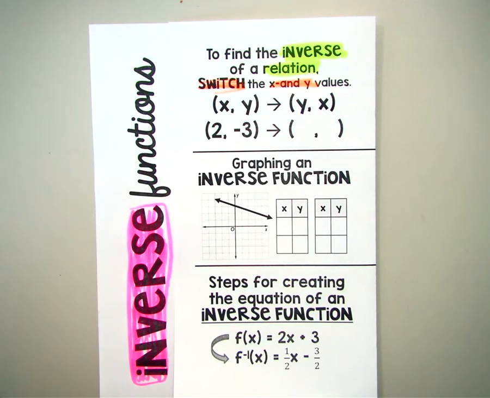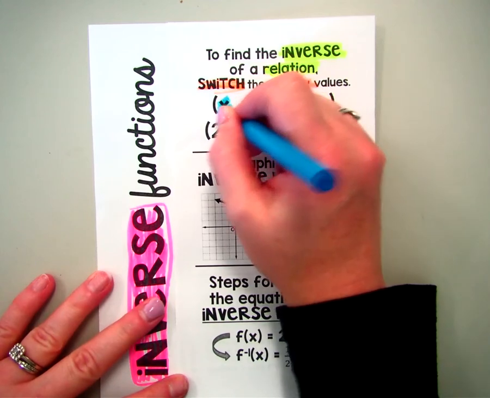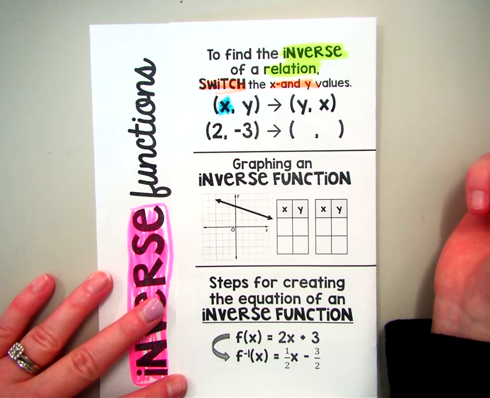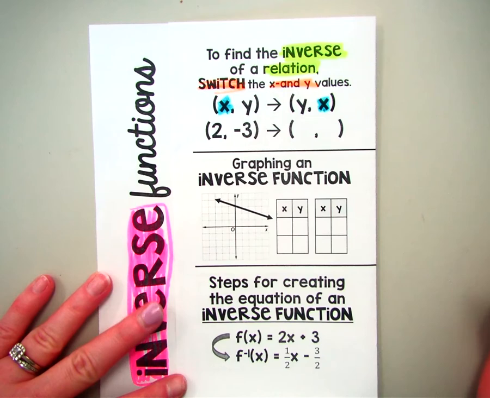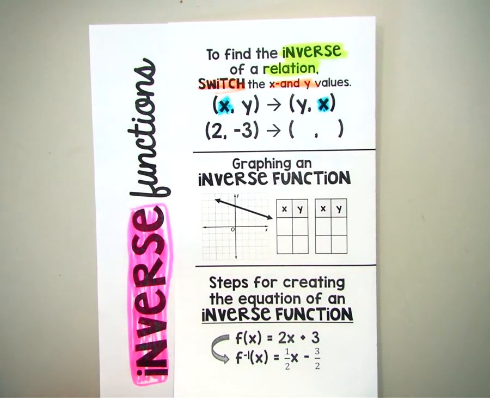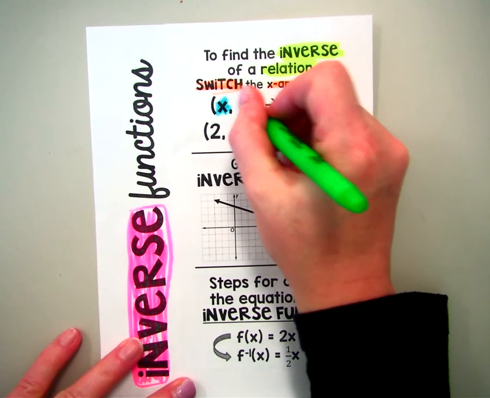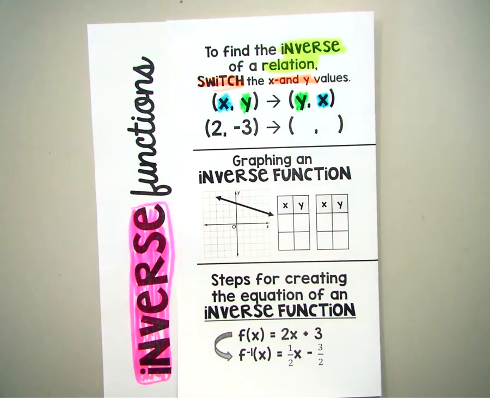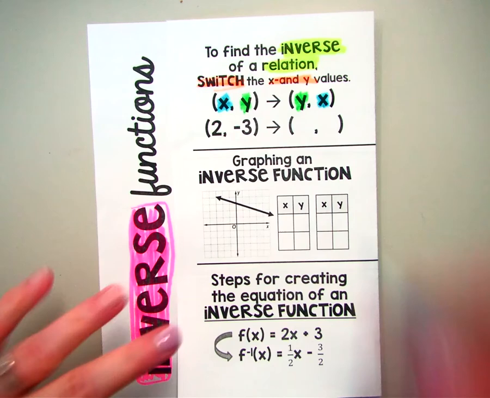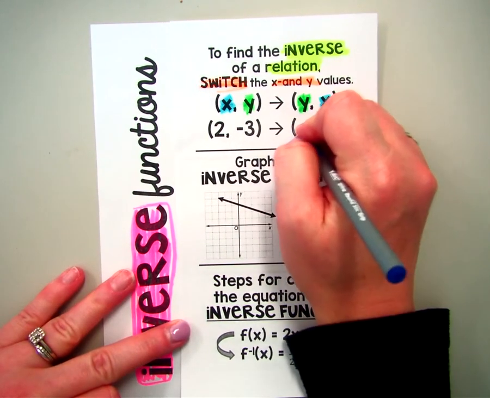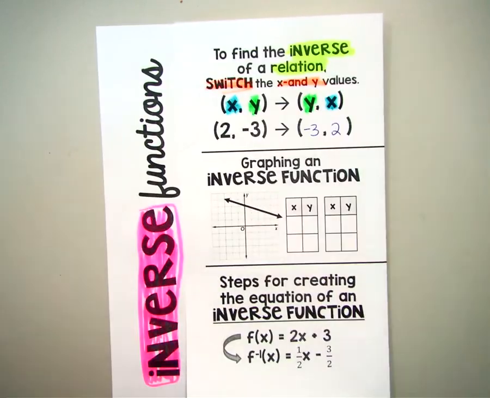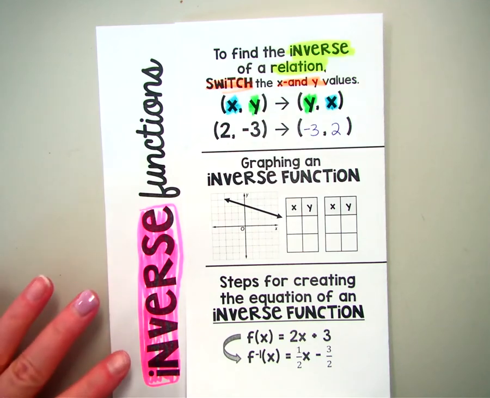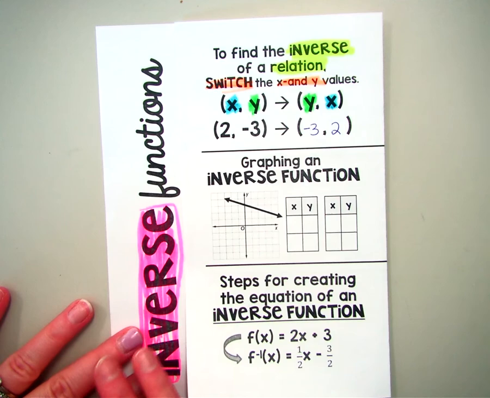So, as we can see in my example here, the x from your original point goes in the y position in your inverse, and then your y from your original point becomes the x in your new one. So this point (2, -3), the inverse of it would be the point (-3, 2). So you're just flip-flopping your x and your y values when you have your points.